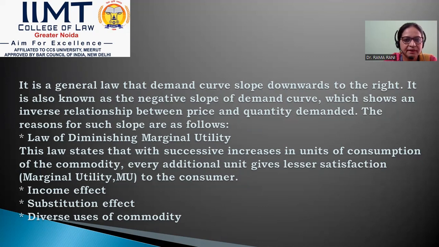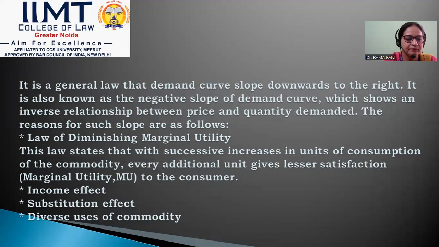The first one is the law of diminishing marginal utility. This shows that with successive increases in the units of consumption of a commodity by the consumer, every additional unit gives lesser satisfaction to the consumer. If a consumer starts consuming a product, it gives him satisfaction, and the next unit gives him more satisfaction. After consuming the second and third unit, their level of satisfaction goes down. So the law of diminishing marginal utility is one cause for the downward slope.